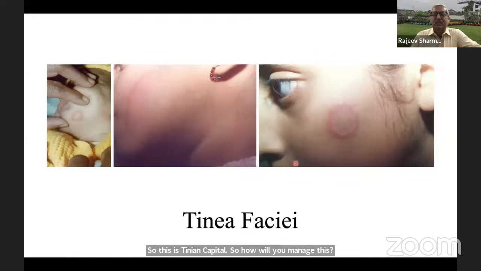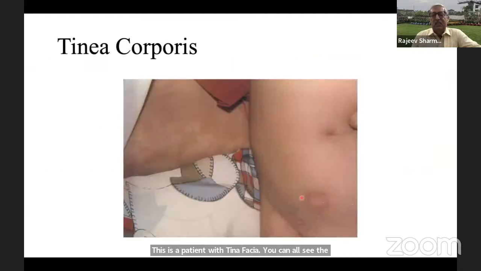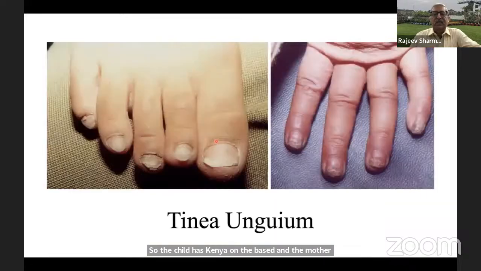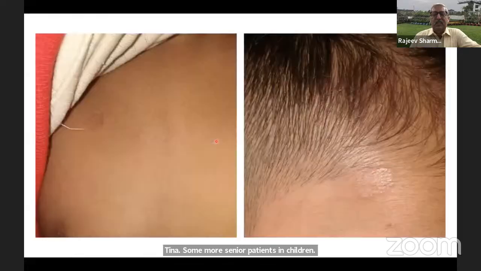This is a patient with tinea faciei. You can all see the lesions here, here, and here. So a patient with tinea here and a mother with tinea on the abdomen. She was carrying the child in her lap. So the child has tinea on the waist and the mother too has tinea. Some more tinea patients in children. Even the nails can get involved.